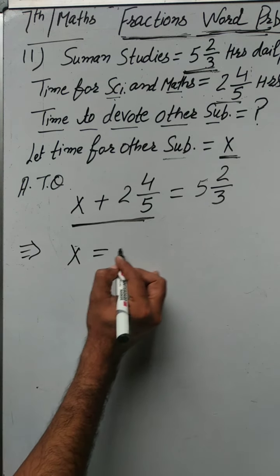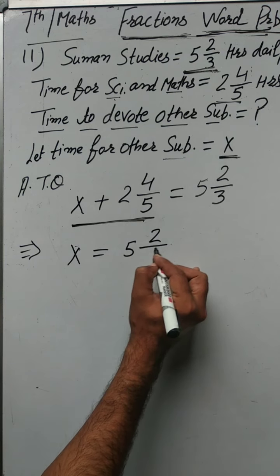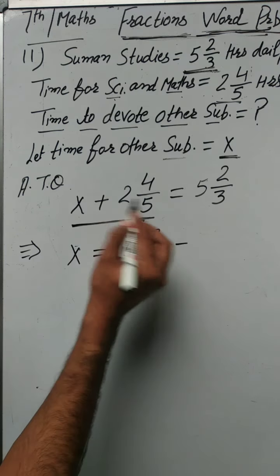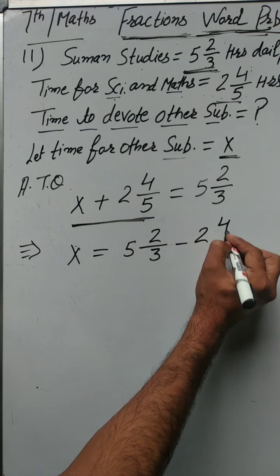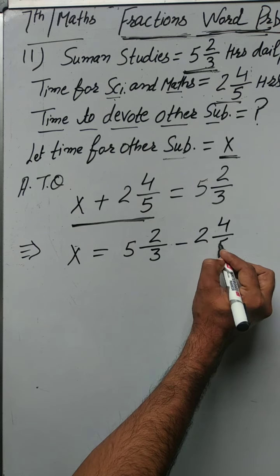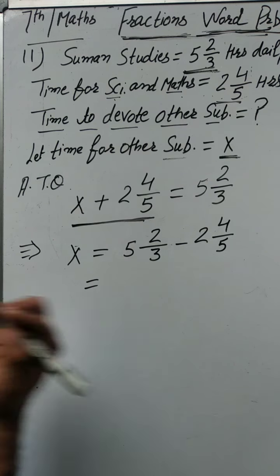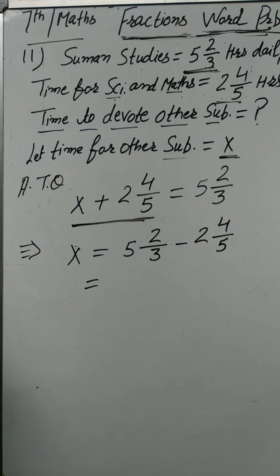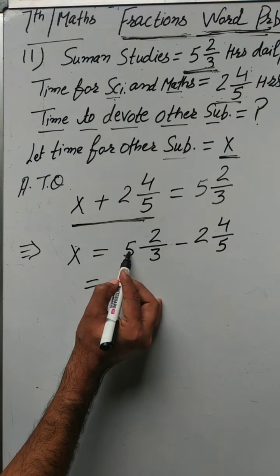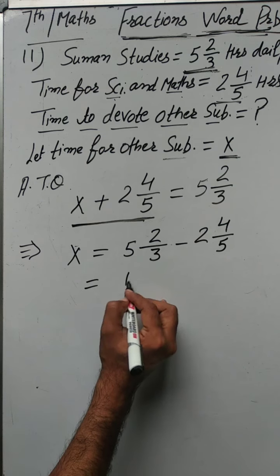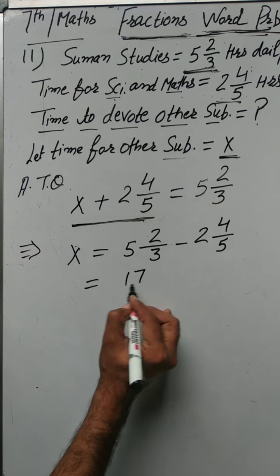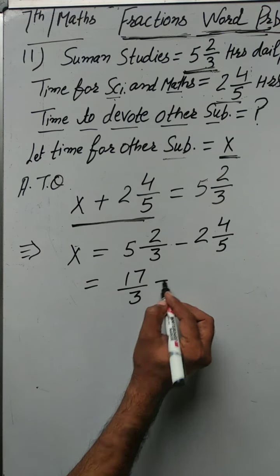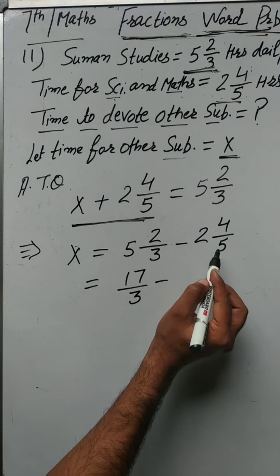Keep x on one side. 5 and 2/3, this number comes to that side and becomes -2 and 4/5. Now first of all, beta, both are mixed fractions. Change them into improper fractions. 5 3s are 15, 15 plus 2, beta, 17. It becomes 17 upon 3.